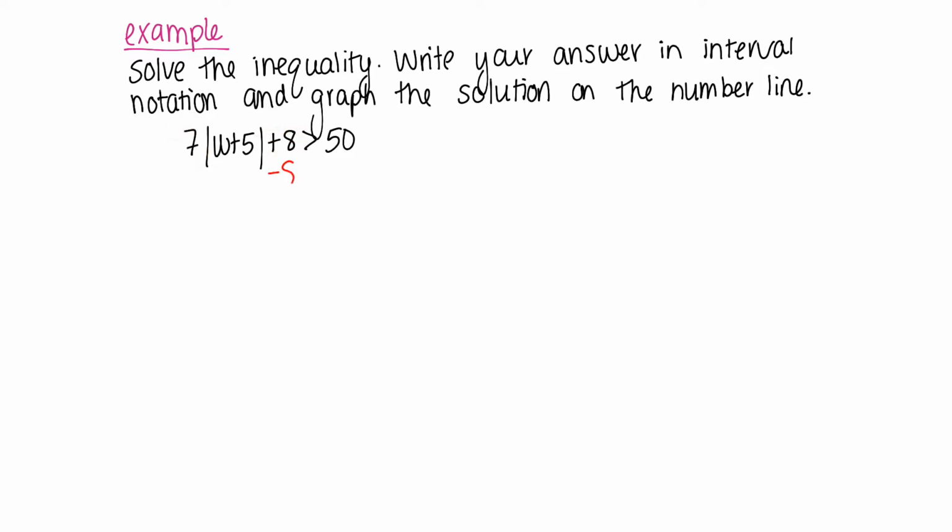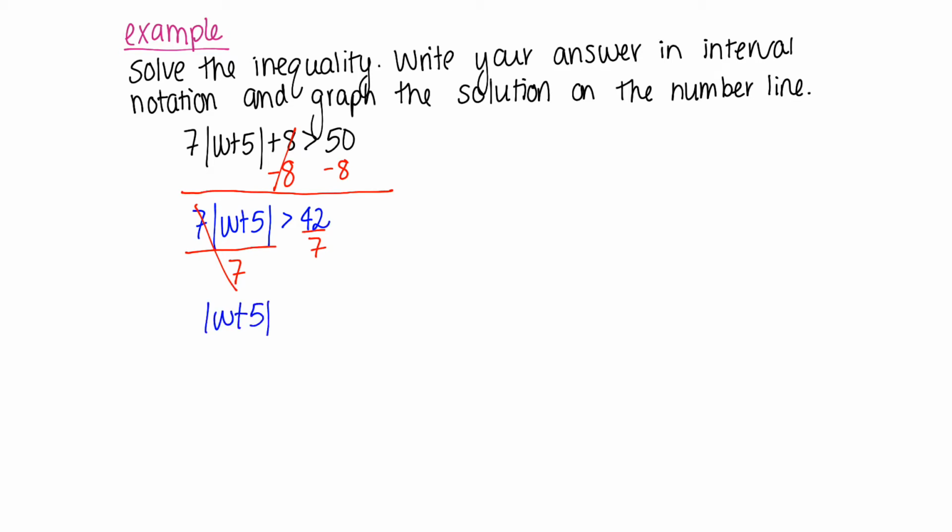So we start just like we would if we were solving a linear equation. We're going to get rid of anything that's added or subtracted on the outside first. So we have 7, absolute value of w plus 5 is greater than 42. Now we need to get rid of this 7 on the outside. To do that, you divide this whole thing by 7, which will cancel those 7s out. And we have the absolute value of w plus 5 is greater than 6.